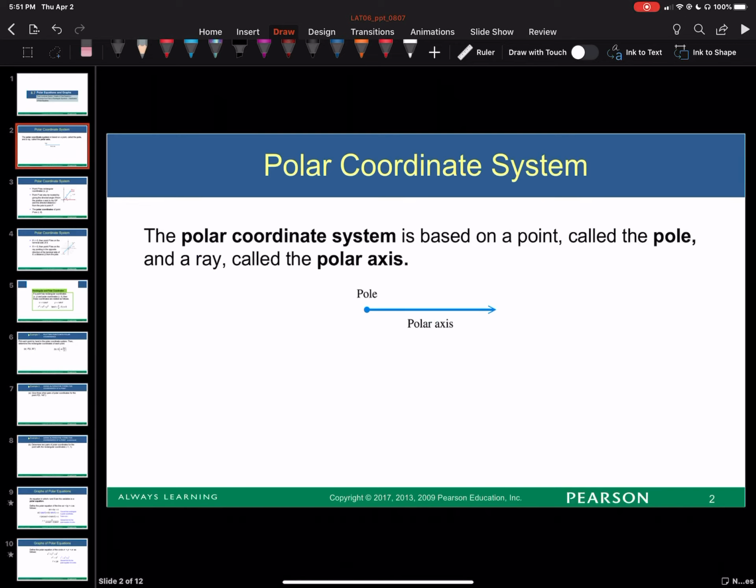So the coordinate system is based on a point called the pole and a ray called the polar axis. As you see here, we have the pole, and then we have what? The polar axis. So if you notice, the point is called the pole, and the ray is called the polar axis. So as you know, we're going to be using these different things. Now, before we were talking about the initial and terminal side. Now we're classifying these as what? Pole and polar axis.